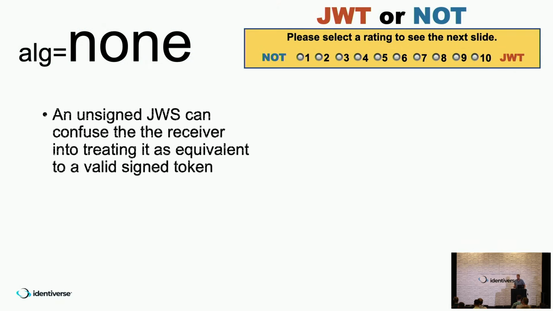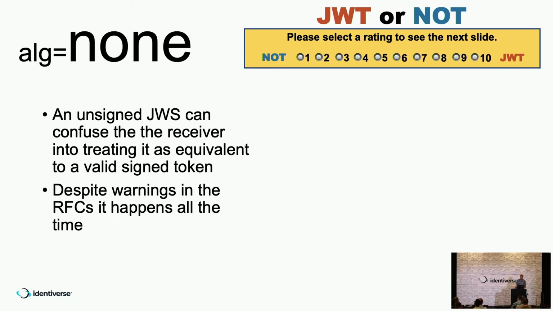Then, of course, there's alg-none, where an unsigned JWS can confuse the receiver into treating it as equivalent to a signed token. Very similar to the previous two attacks, it's a signature bypass attack, but in this case, you just strip off the signature and say this thing isn't signed, which is true, it's a fact. But if the library and the code accepting it sees that as a valid object, which it is, but treats it as equivalent to a signed object, you get a signature bypass attack, which can be really, really catastrophic. And despite many, many warnings in the RFCs, this happens all the time.